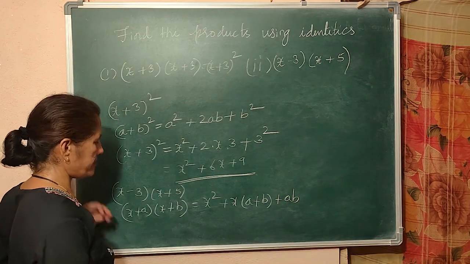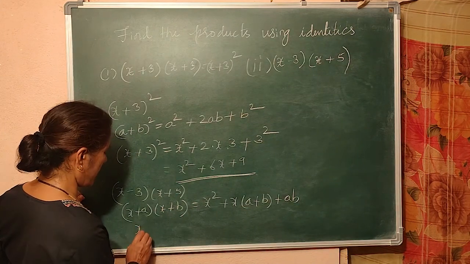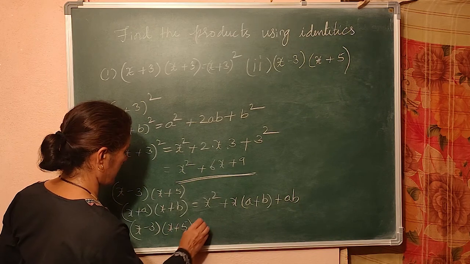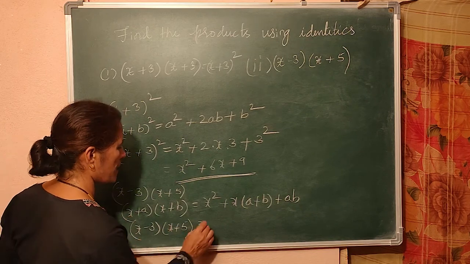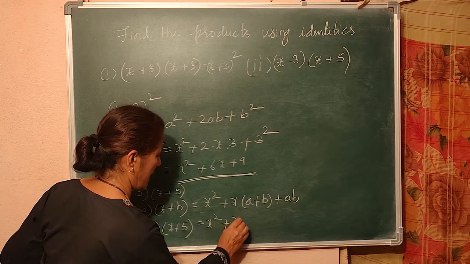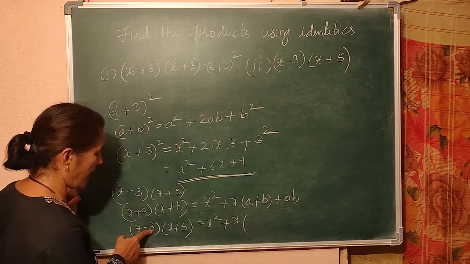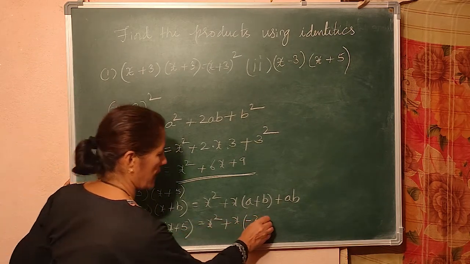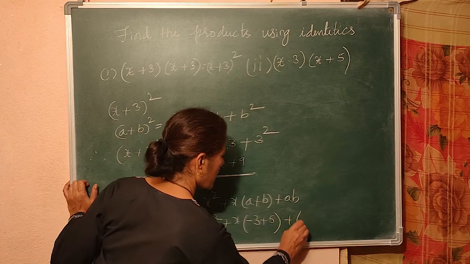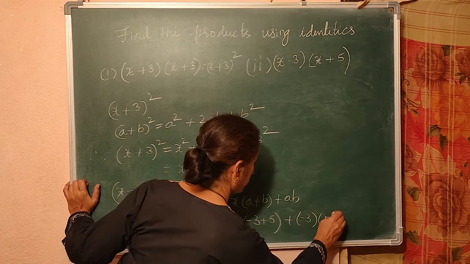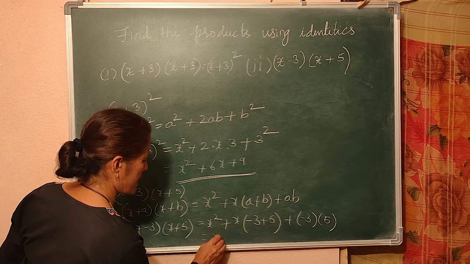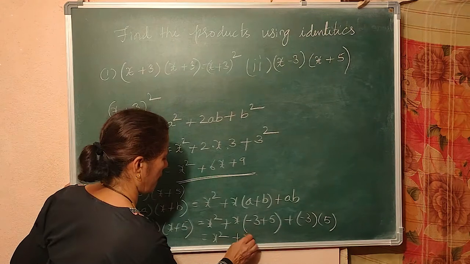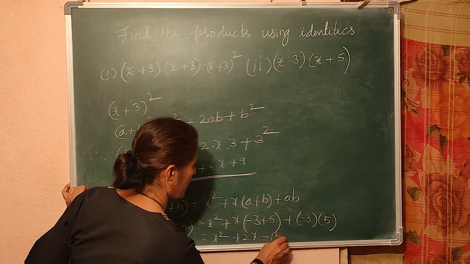Now you see, (x - 3)(x + 5) is equal to, in the place of x, what is there? x only. So x² + x. In the place of a, what is a? Minus 3. In the place of b, plus 5, plus (-3) into 5. So what is the answer? x². 5 minus 3 is 2, so plus 2x minus 15. This is the answer.